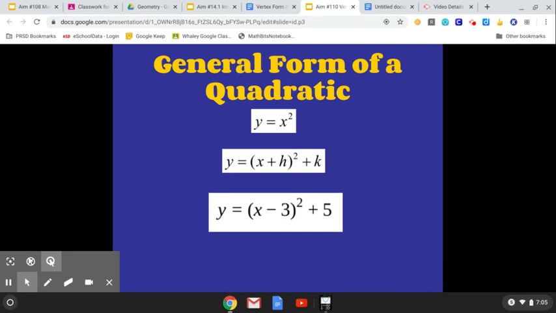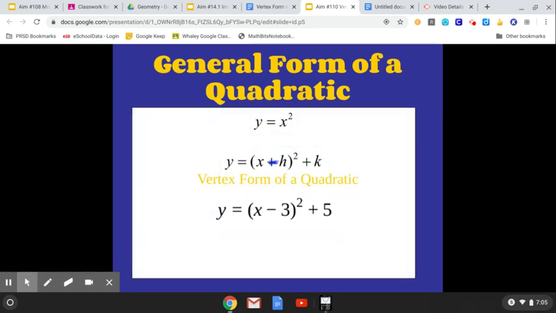Okay, take a look. The first equation there says y equals x squared. That's the general form or the standard form of a quadratic. Below that, x plus h, that should say x minus h. Let me change that. x minus h squared plus k. That is what we call a vertex form of an equation. And below that, I've included an example of an equation in vertex form.